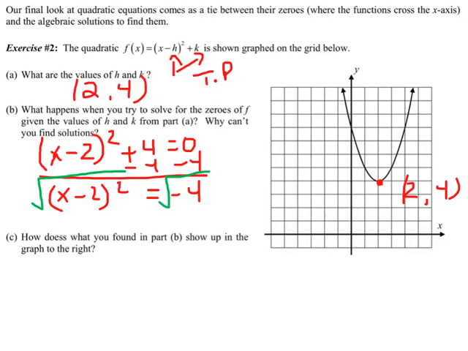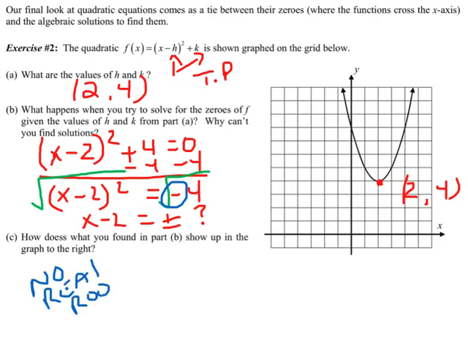Okay, and so then we're going to have x minus 2 equals, and hold on a second, plus or minus, we can't take the square root of a negative, remember, okay? No negative right there, so that's the big baby right there. That means we have no real roots.